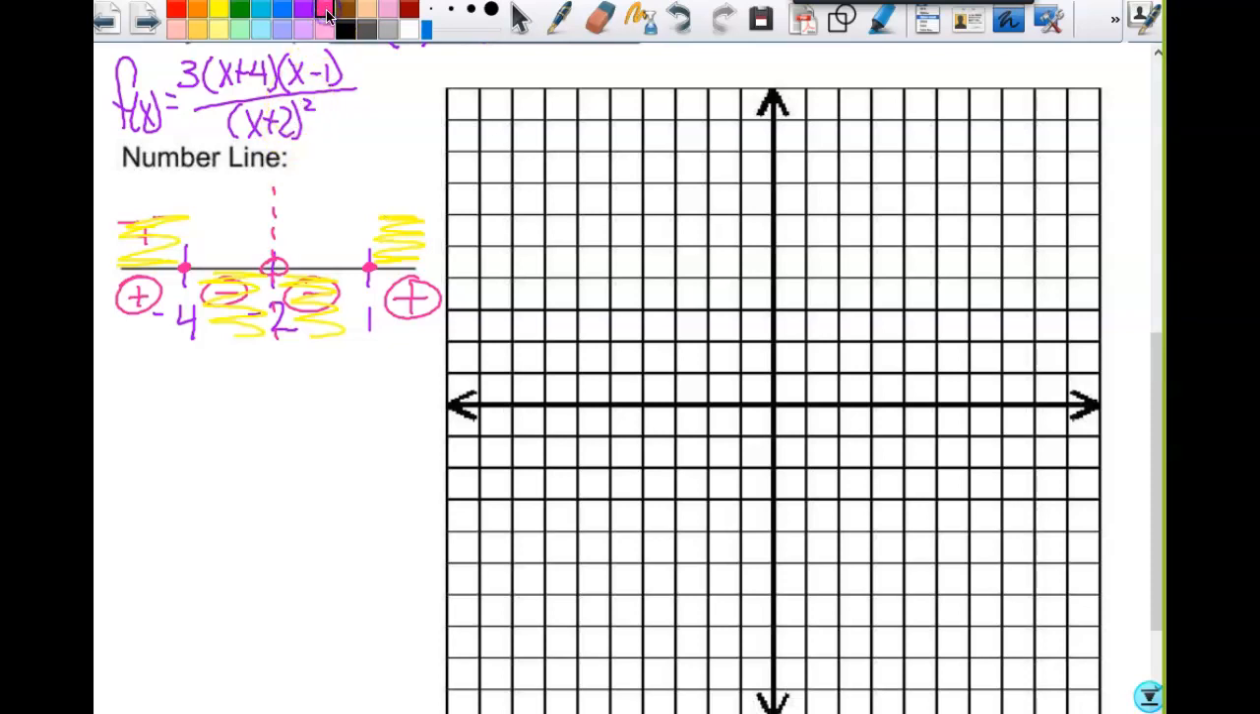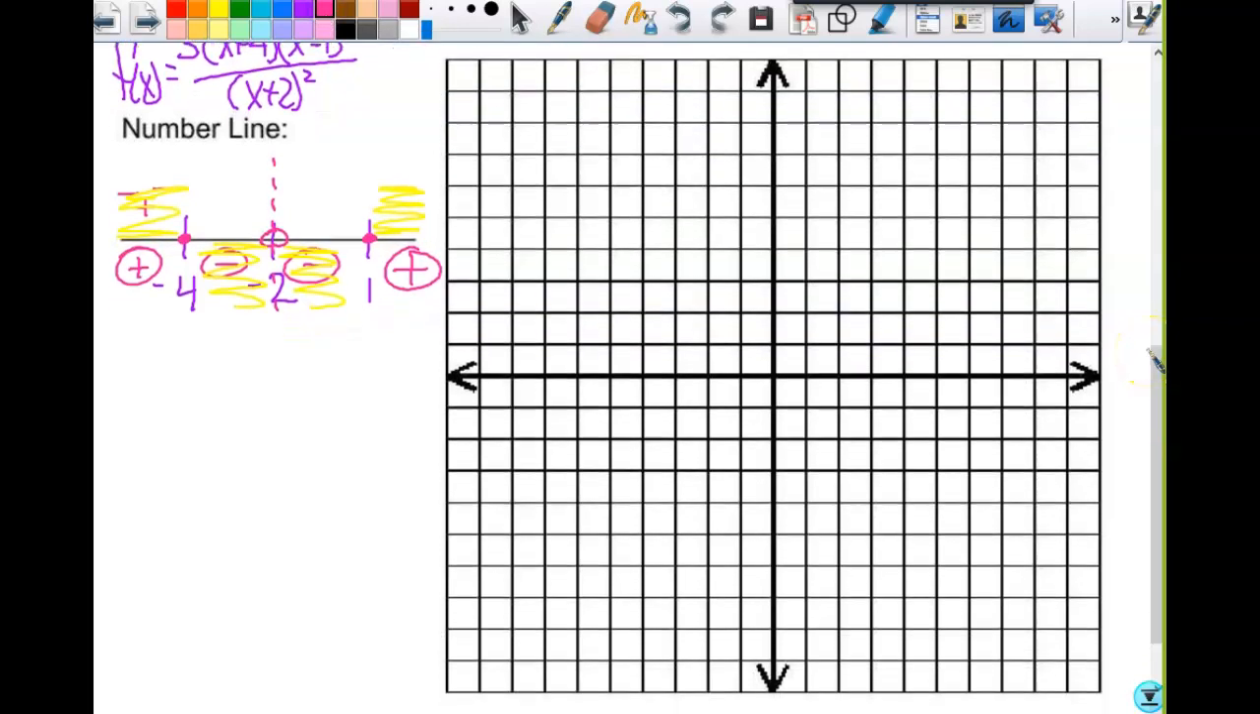So let's plot what we can plot here. I've got roots at negative 4 and 1. And I have a vertical asymptote at negative 2. I have togetherness there also, but we'll come back to that. Horizontal asymptote at y equals 3. Y-intercept at 0, negative 3.